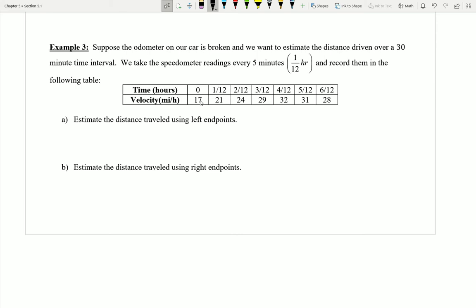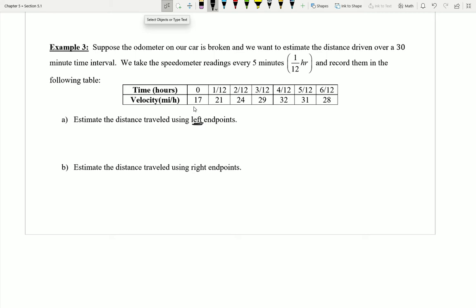And so maybe I get the following table of times. Right at the beginning, I look down and I go, oh, I'm going 17 miles an hour. And then after 5 minutes, I look down and I go, oh, I'm going 21 miles per hour. And I do this for a total of 30 minutes, or notice that's 6/12 of an hour. It's half of an hour. Now, what if I wanted to estimate how far I traveled, and I wanted to do this using left endpoints?